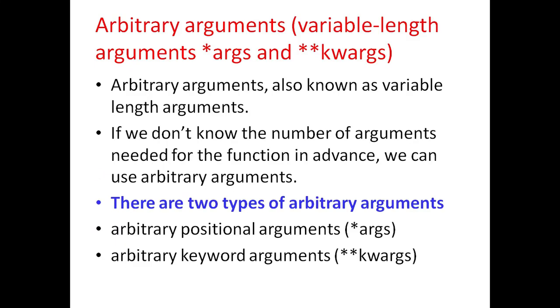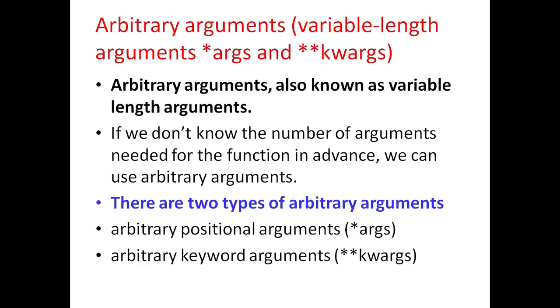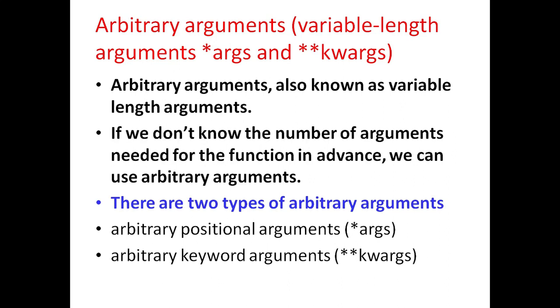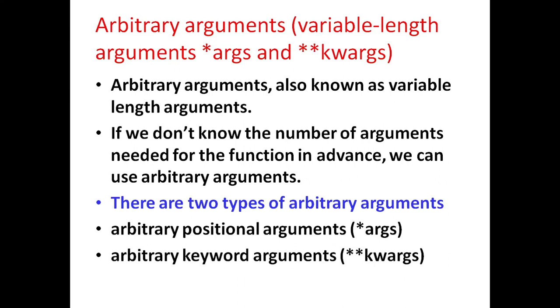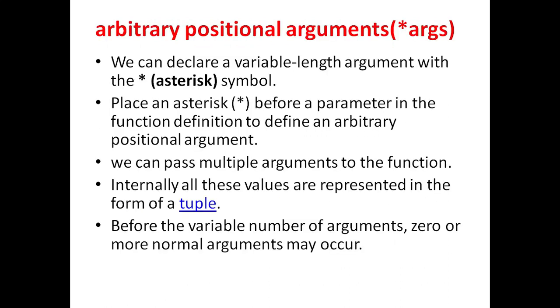Next is arbitrary arguments. These arguments are also known as variable length arguments. If we don't know the number of arguments needed for the function in advance, we can use arbitrary arguments. There are two types of arbitrary arguments. First is arbitrary positional arguments and second is arbitrary keyword arguments. First we will see arbitrary positional arguments.